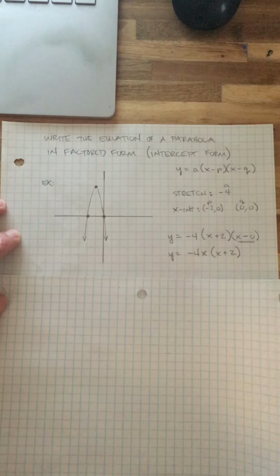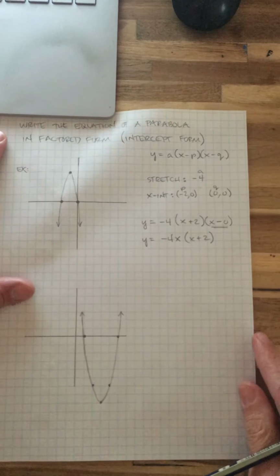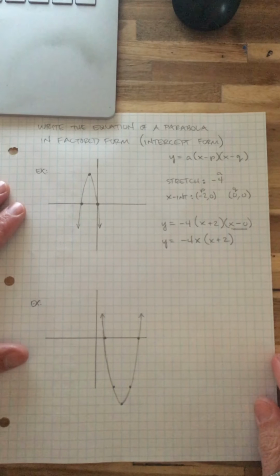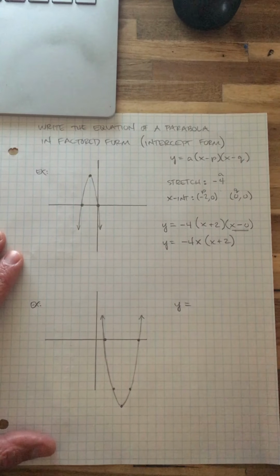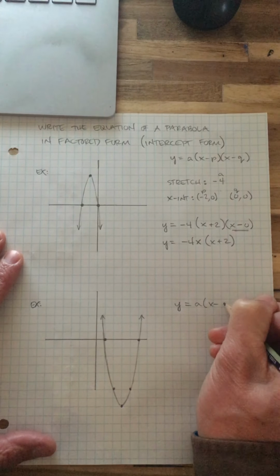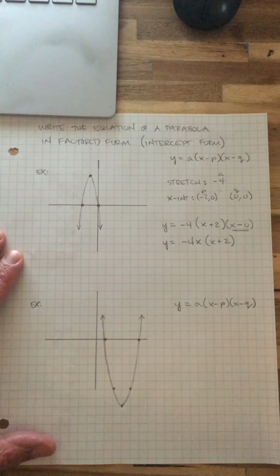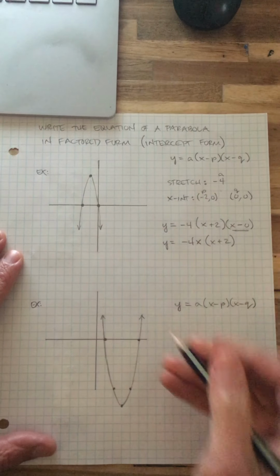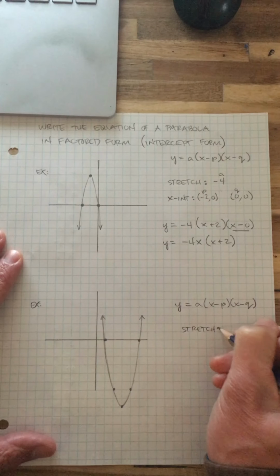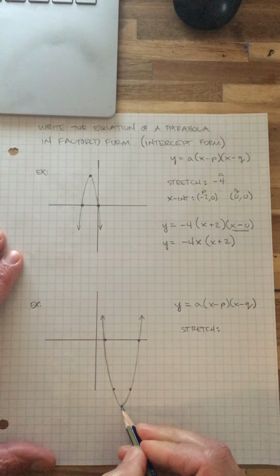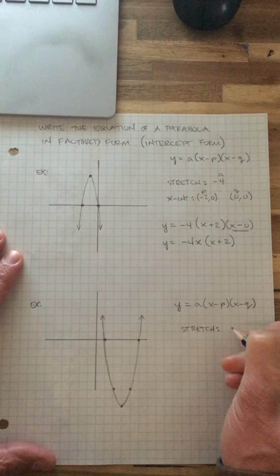Okay, so there's that guy. Why don't you go ahead and copy down this one here, and we'll do the exact same thing. Remember, we need our equation to look like this, intercept form or factored form: y equals a times x minus p times x minus q. And so here we go. We just need our stretch, our a. Start at the vertex, and this time we're counting up 1, 2 over 1, so our stretch is 2.